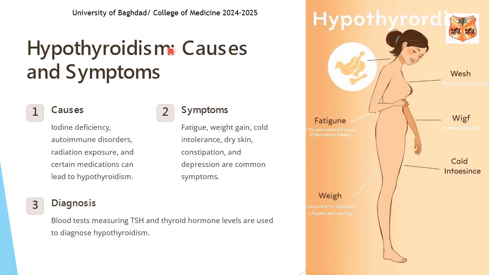بالنسبة للهايبوثايرويدزم causes and symptoms، الكوزز قد يكون iodine deficiency, autoimmune disorder, radiation exposure and certain medication can lead to hypothyroidism. السيمتوم اللي هو fatigue, weight gain, cold intolerance, dry skin, constipation and depression are common symptoms. Diagnosis: blood tests for measuring thyroid stimulating hormone and thyroid hormone level are used to diagnose hypothyroidism.